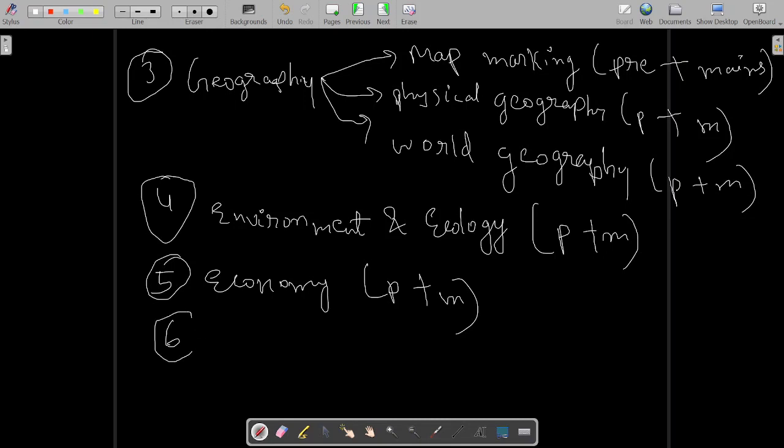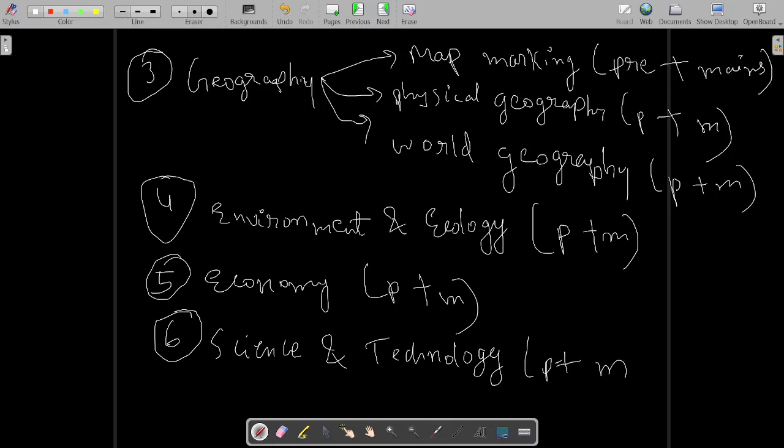Then number 6 is your science and tech. Believe me, this many subjects are there in UPSC. Only 4% of the population preparing for UPSC knows that this many subjects are there in UPSC. Science and technology, important for both pre as well as mains. Pre plus mains.